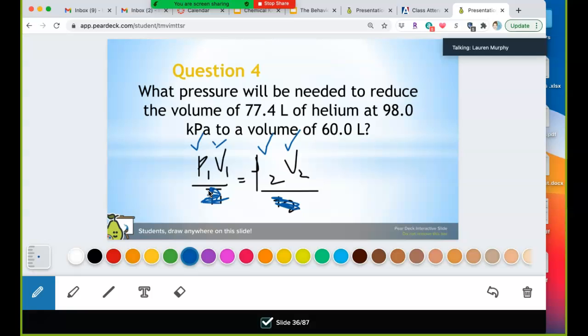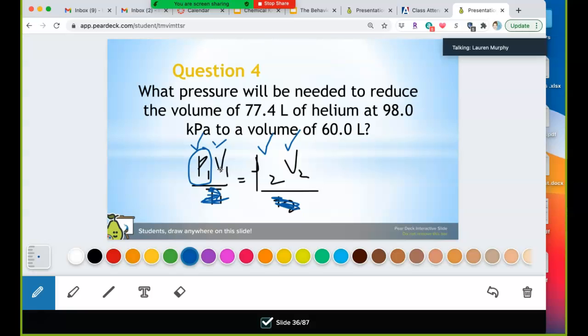Here is how pressure and volume are related. P1V1 equals P2V2. So let me try one more time to get my tablet to work. So P1 is, you don't know, that's what you're trying to find. V1 is 77.4, so that's what you plug in right here. P2 is 98, and V2 is 60.